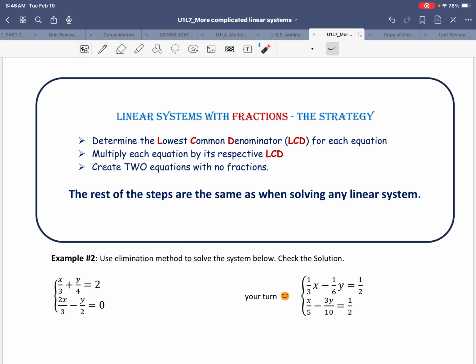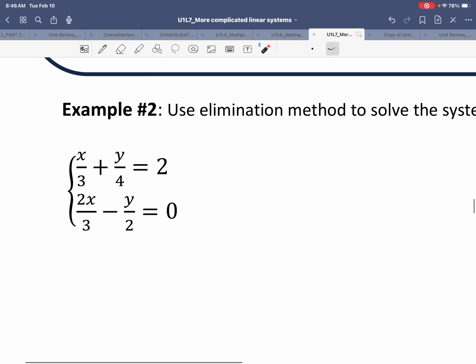So in the first example, as you can see, we have x over 3, so we have a coefficient of 1 over 3 here. Y over 4, coefficient of 1 over 4, so that's a fraction. Number 2 is a whole number, but we're going to treat it as a fraction so that it can look like the other terms in the equation. And the same thing applies to the next equation.